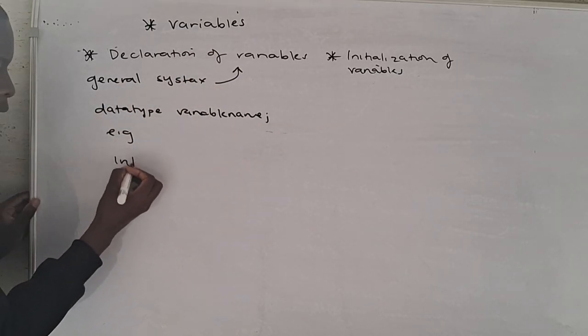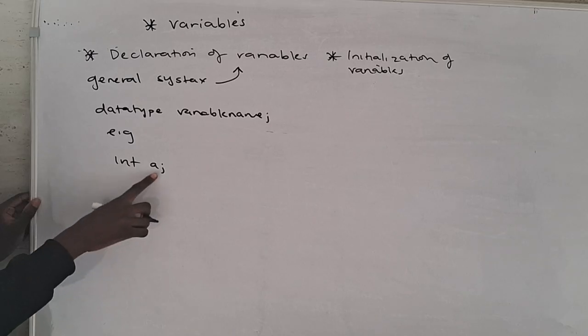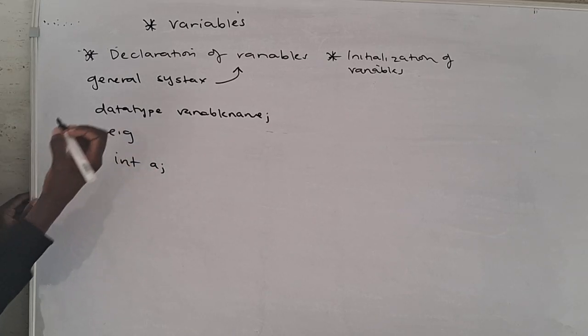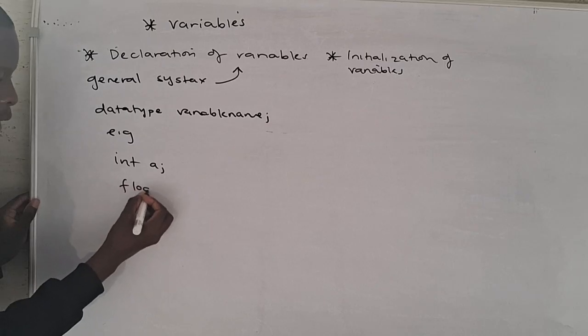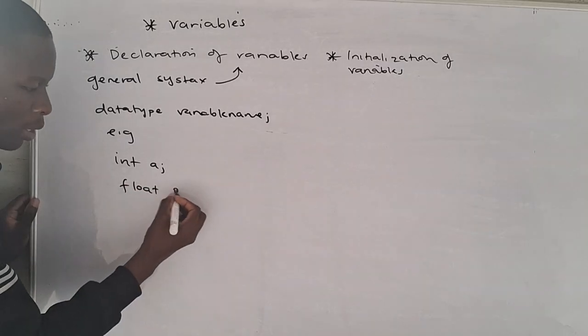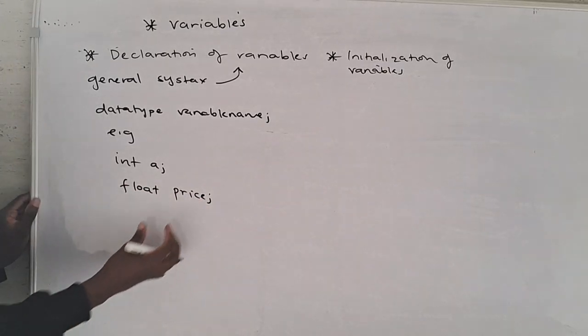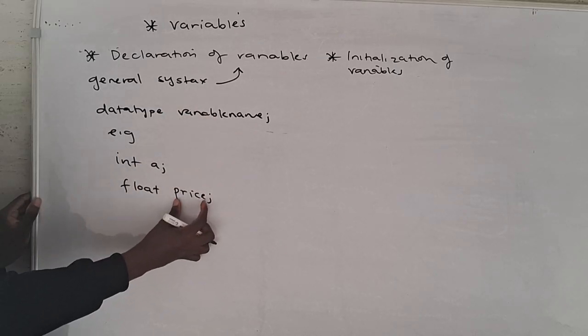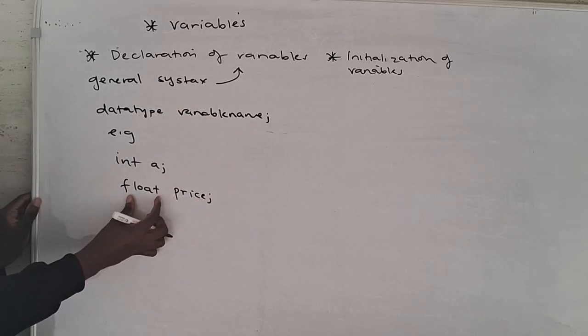For example, you can say int a semicolon. What is the meaning? A is the variable name, and this is going to store an integer. For example, if you say float price semicolon, what is this? Price again is the name of the variable. This is the variable name. This is going to store a decimal number.